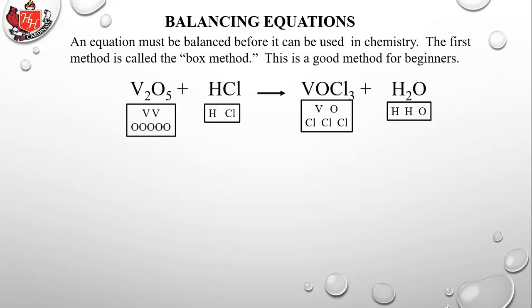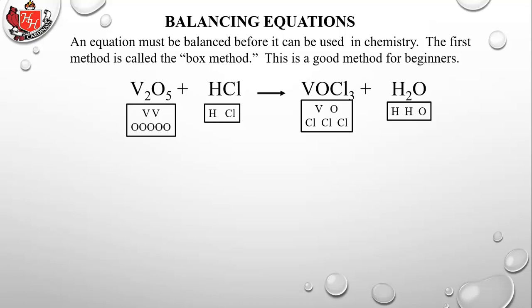So what you do is you pick an element to start with that you're going to balance first. And you pretty much have your choice of which element you want to start with. We could start with V, O, H, or Cl. There's a couple of rules, though, of what you don't want to start with. You don't want to start with any pure elements. So if you have oxygen O2 or hydrogen H2 all by itself, you don't want to start with that. You want to save that for the end. And why that is, you'll become familiar with as we move on.